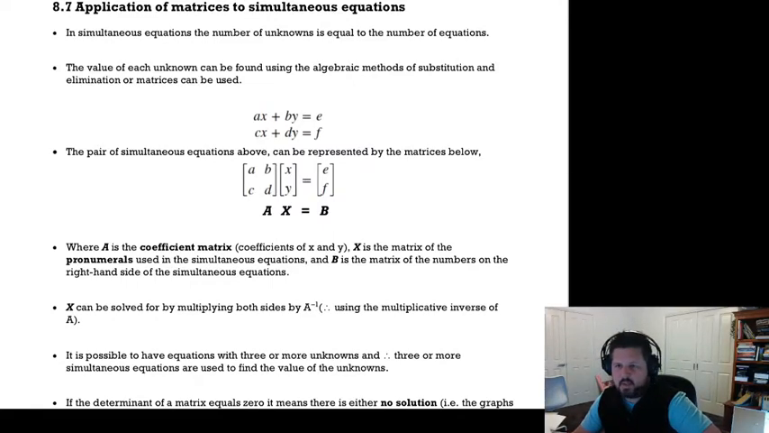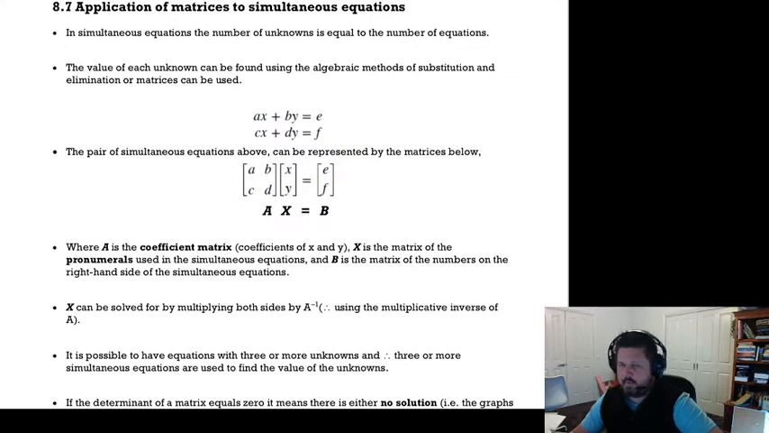Alright, today we're looking at the applications of matrices, in particular looking at simultaneous equations and how we can handle that with matrices. These are the things that you absolutely need to know. It says in simultaneous equations the number of unknowns is equal to the number of equations. Yep. So if you have got 3 variables or unknowns, you will need 3 equations.